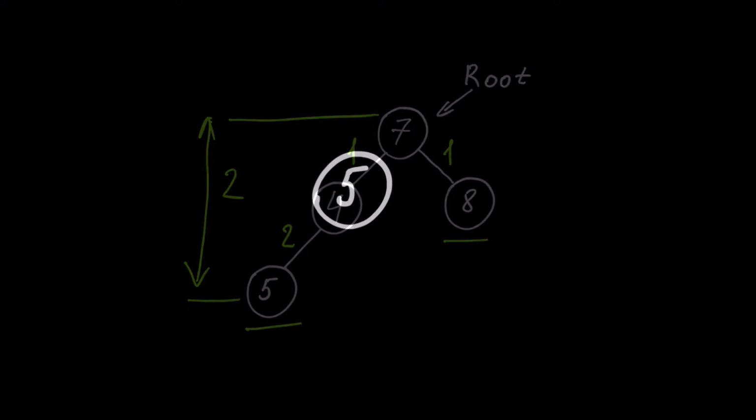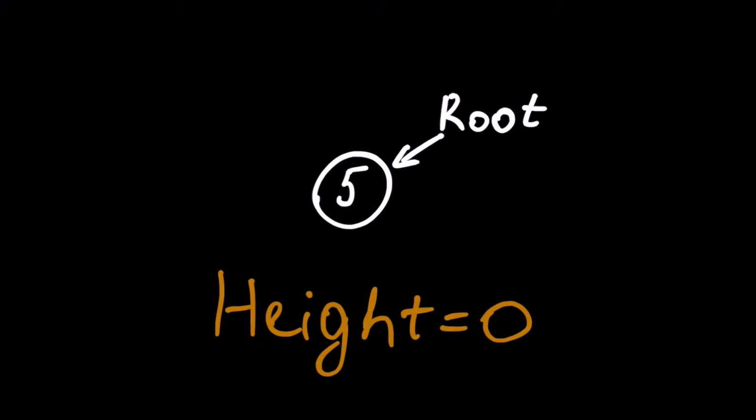Let's see another example. This tree has only one node, and this node is the root node. The tree does not have any leaf nodes. That's why the height of this tree equals 0. Let's see one more example.